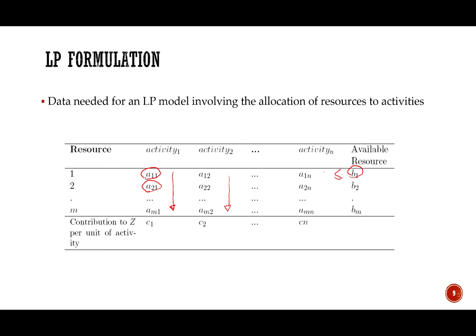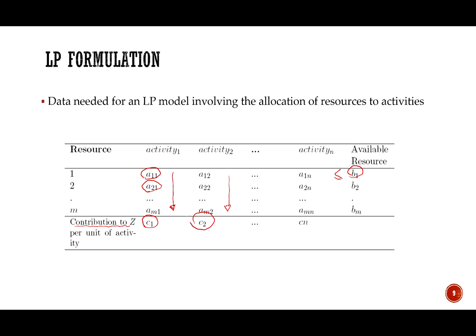You can also see the very last row, which shows the contribution of each activity to the objective function. It means that if we increase activity 1 by 1 unit, then the objective function will be increased by C1. The same for the second activity.